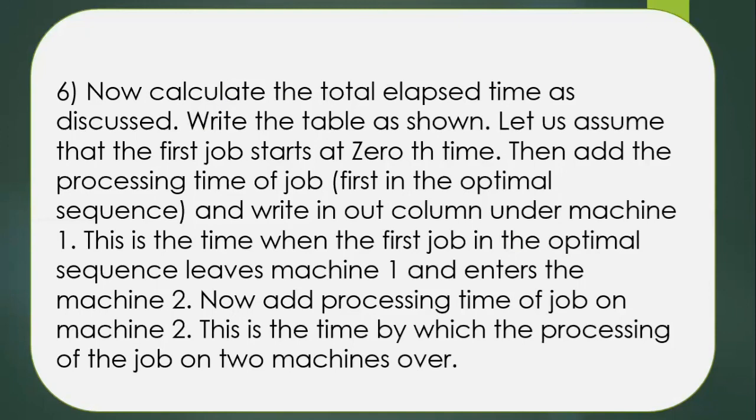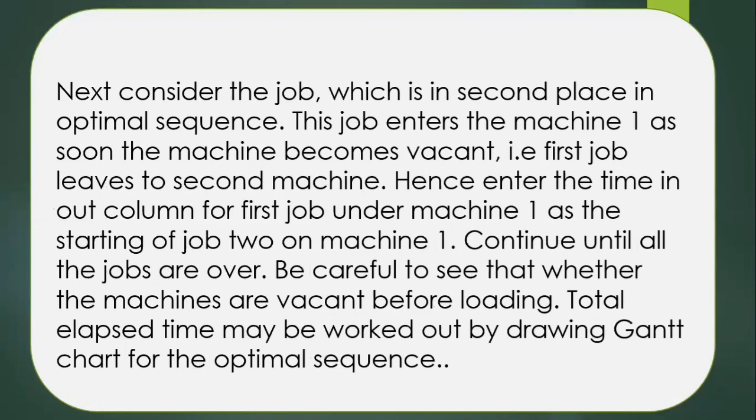So next, consider the job which is in second place in optimal sequence. So this job enters the machine 1 as soon as the machine becomes vacant. For example, first job leaves the second machine. Hence, enter the time in out column for first job under machine 1 as the starting of job 2 on machine 1. Continue until all the jobs are over. And be careful to see that whether the machines are vacant before loading. So total elapsed time may be worked out by drawing Gantt chart for the optimal sequence.